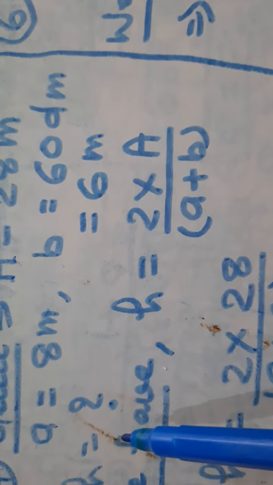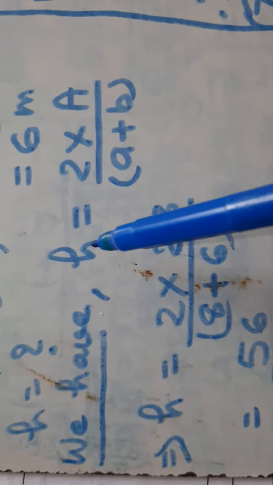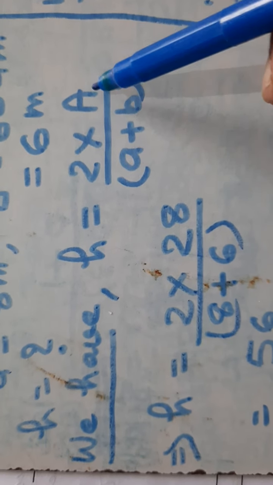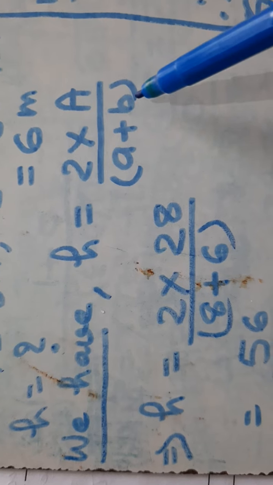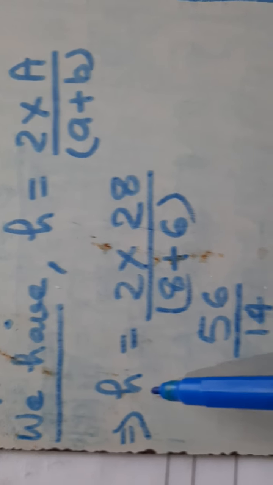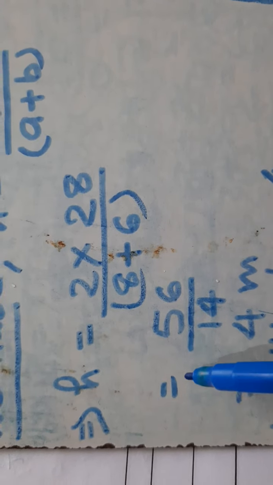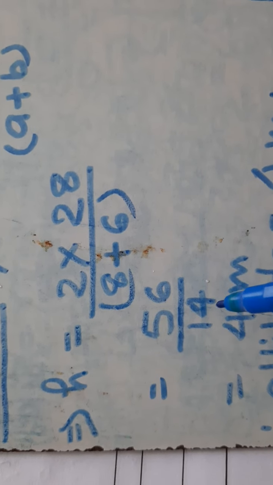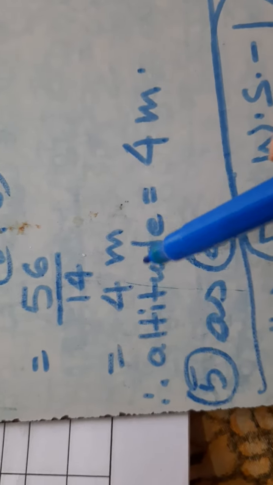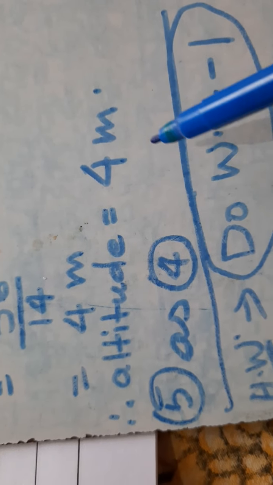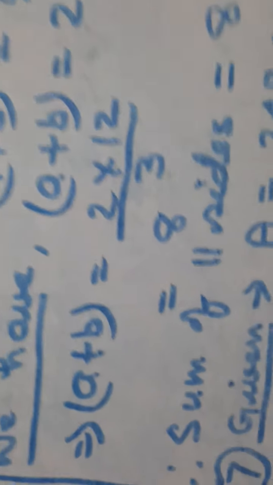h is equal to how much? So we have h is equal to 2 into area by the sum of parallel sides (a plus b), or h is equal to 2 into 28 by (6 plus 8), that is equal to 56 by 14 is equal to 4. Hence, the altitude is equal to 4 meter. Question number 5 is just as 4, the same question.